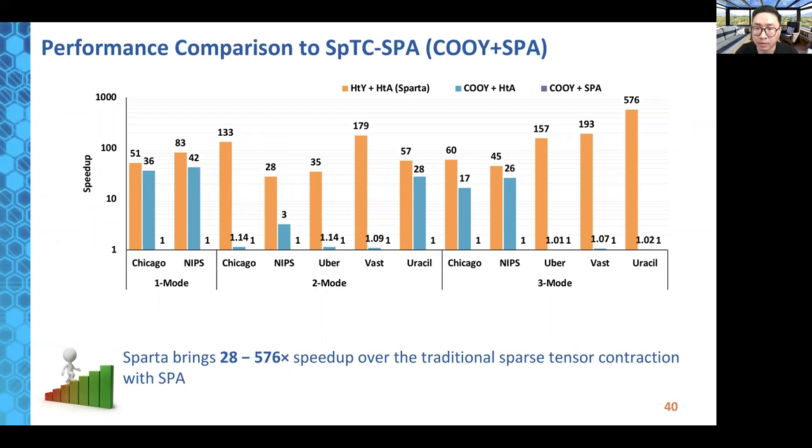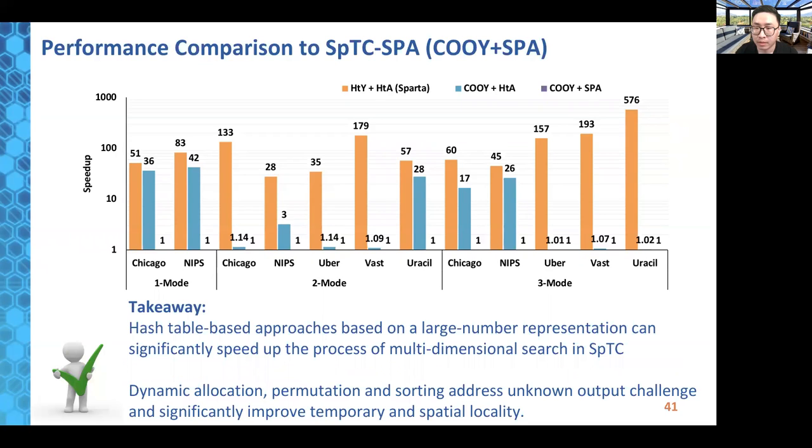In this figure, we observe that compared to the state-of-the-art approach, Sparta brings 28 to 576 times the speedup for different scenarios and cases. We have 2 takeaway messages here. First, hash table-based solutions based on a large number of representations can fundamentally address the challenge of multidimensionality in sparse tensor contraction. Second, dynamic allocation, permutation, and sorting can address the problem of unknown output tensor and also significantly improve the temporal and spatial locality.